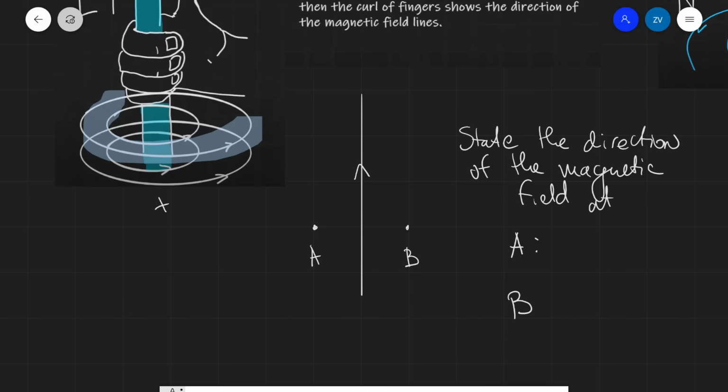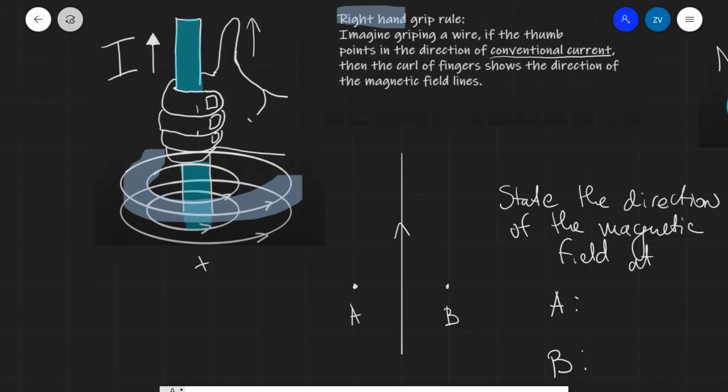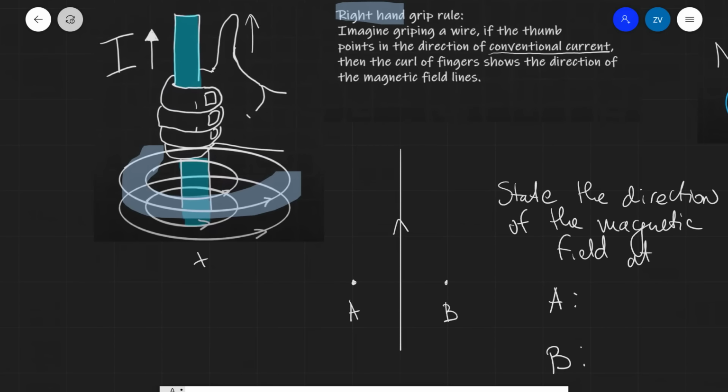So at A and B, the magnetic field will be following the right hand grip rule. So you can imagine essentially gripping the wire with your right hand, similar as shown over here. And then you're going to see that the field, you're going to have to imagine it coming out of the screen and then going across from A to B and then into the screen at B.